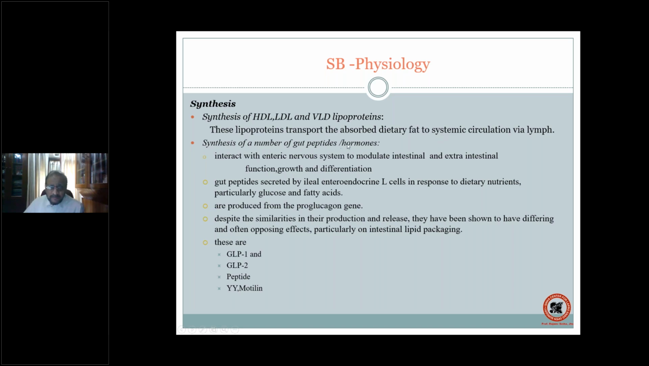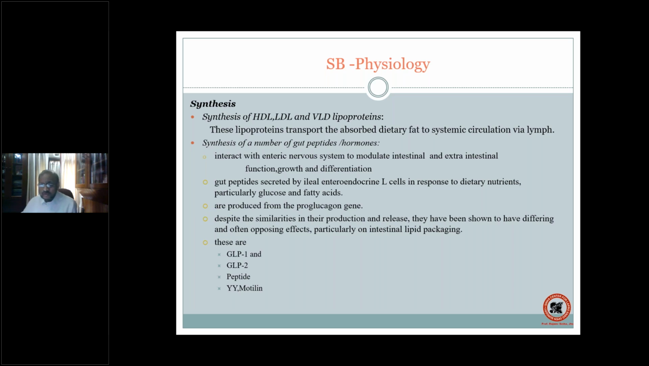Synthesis of a number of gut peptides or hormones, which is very important. Why? These hormones are there to interact with the enteric nervous system, and they modulate the intestinal and extraintestinal function, growth, and differentiation. Number one. Number two, these peptides are secreted primarily in the ileal enteroendocrine cells. So the primary synthesis and secretory function of the peptides is primarily in the ileum from the L cells.